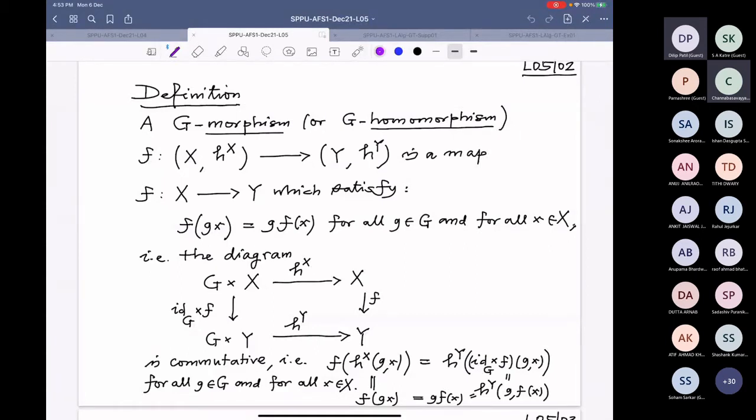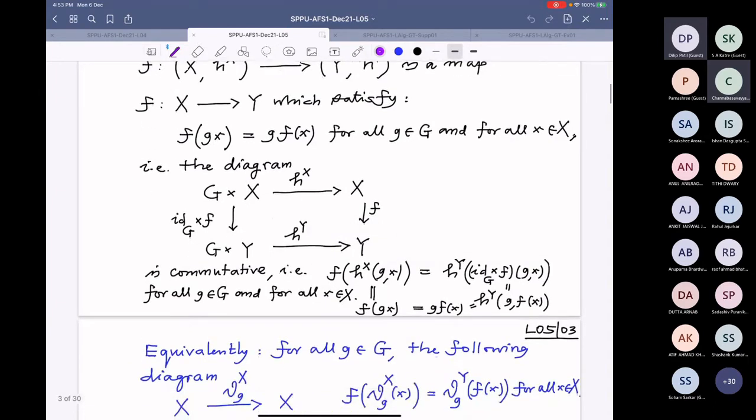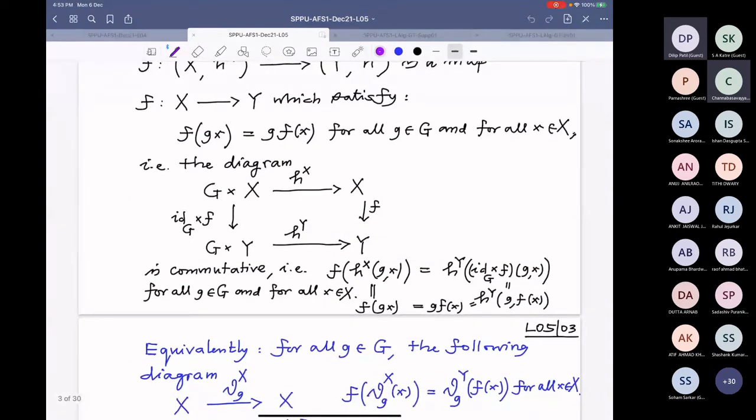All right. So what does this mean? This means this diagram is commutative. H^X is the operation map of G, that is a map from G cross X to X. Similarly, G cross Y to Y, there is an operation map. And this vertical map here is identity on G cross F, and here is the map F, and this diagram being commutative is precisely this condition.